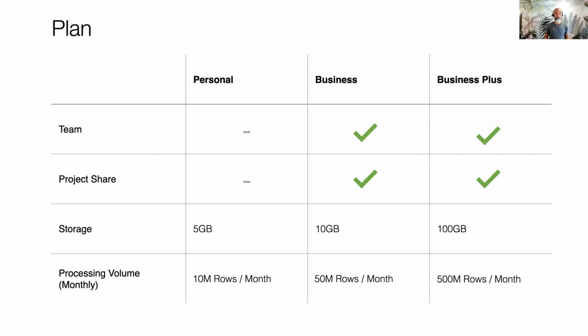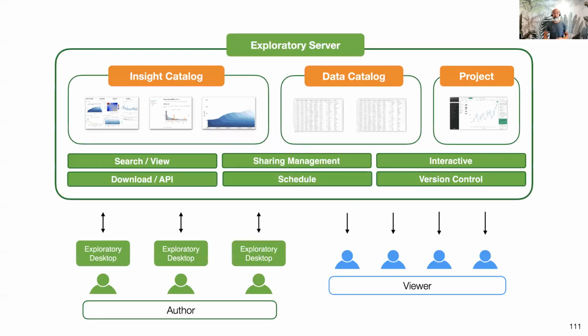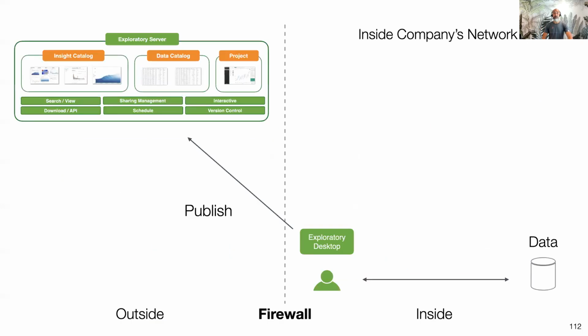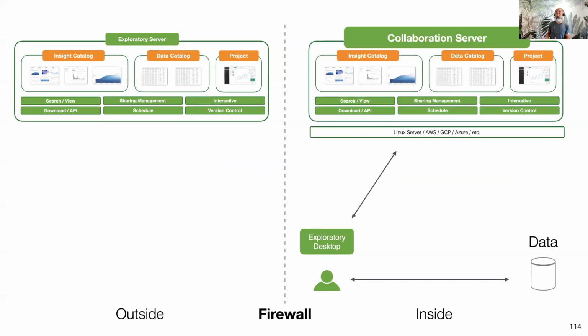Okay, so now some of you might ask, hey, I can't really share on your Exploratory server because our company is very restrictive about security and privacy. So in that case, there's something called Exploratory Collaboration Server. When I said Exploratory Server, I meant our cloud hosted version of the server. But you can't bring anything outside of your firewall, outside of your company's network. That's the problem. If that's the case, you can install the equivalent version on your server, your cloud server or physical server, whatever it could be.